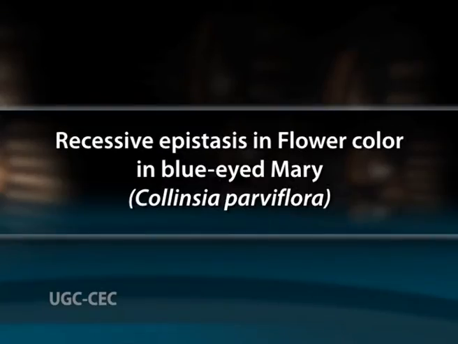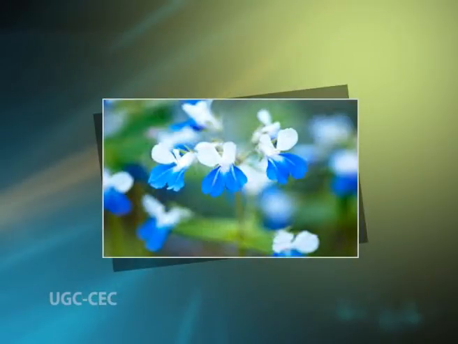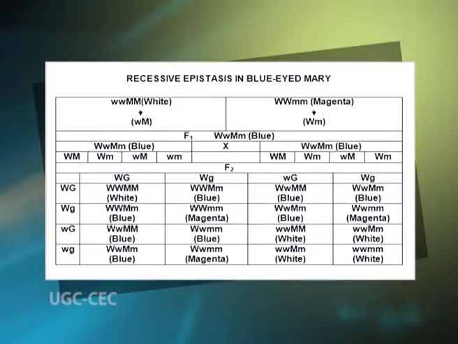Recessive epistasis in flower color in blue-eyed Mary. The botanical name is Collinsia parviflora. It is a species of flowering plant in the family Plantaginaceae, known by the common names small flowered Collinsia and maiden blue-eyed Mary. When a homozygous white flowered plant was crossed with a homozygous magenta flowered plant, in F1 all blue flower colored plants were produced.